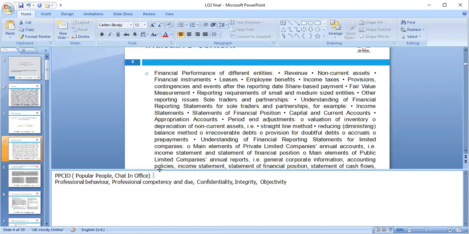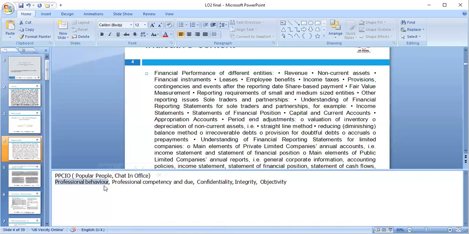When we follow the framework, or any professional code of ethics, as a professional accountant we need to make sure the financial statements are prepared in line with the accounting standards. Businesses throughout the world nowadays follow IAS 1. So PPCIO, what is PPCIO? Popular People Chat in Offices. It's good to know the professional code of ethics. If you're a member of ACCA or any other awarding body, you should follow these. Professional behavior is first. To remember easily: Popular People Chat in Office.